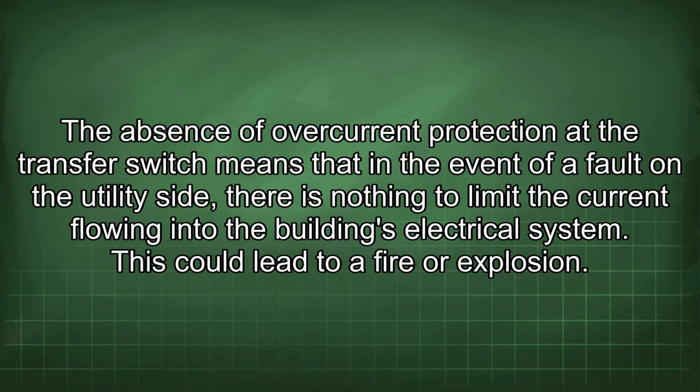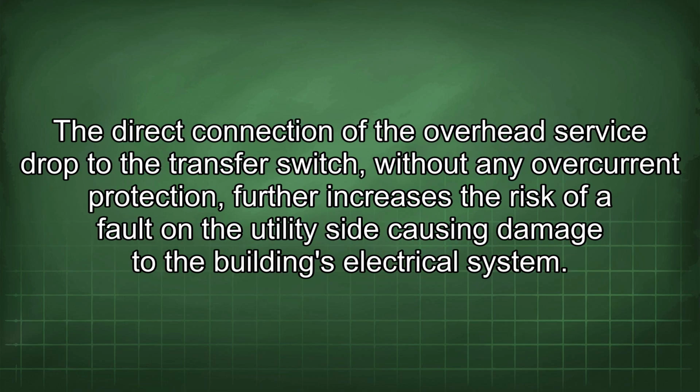The absence of overcurrent protection at the transfer switch means that in the event of a fault on the utility side, there is nothing to limit the current flowing into the building's electrical system. This could lead to a fire or explosion. The direct connection of the overhead service drop to the transfer switch, without any overcurrent protection, further increases the risk of a fault on the utility side, causing damage to the building's electrical system.